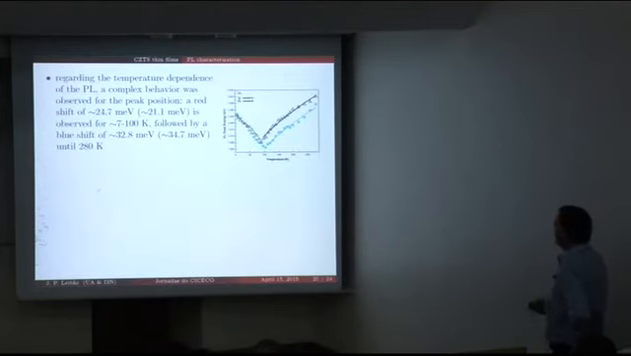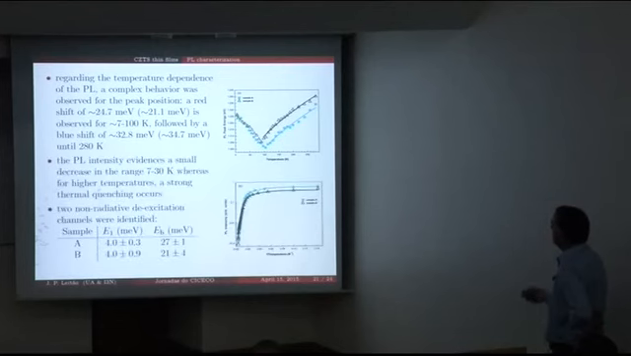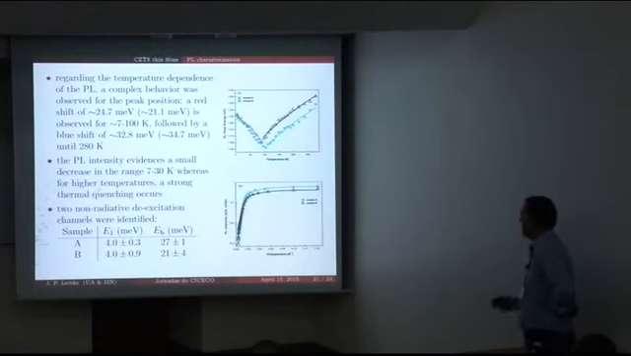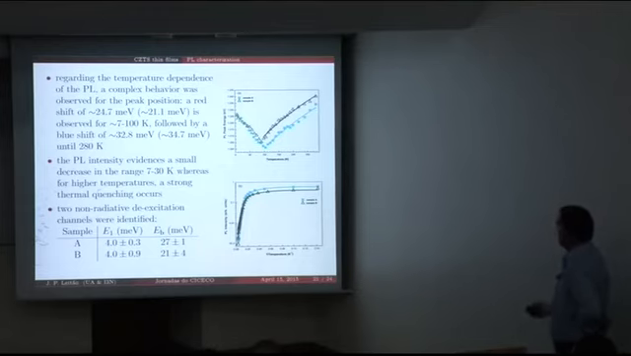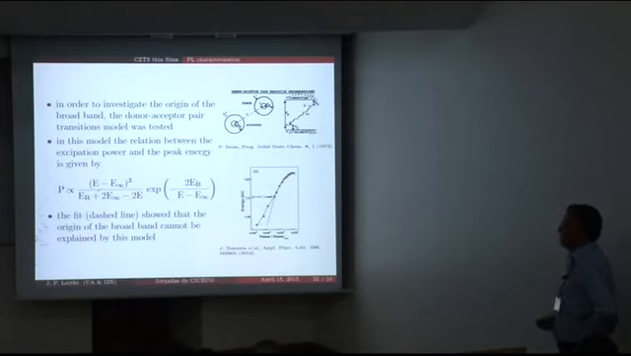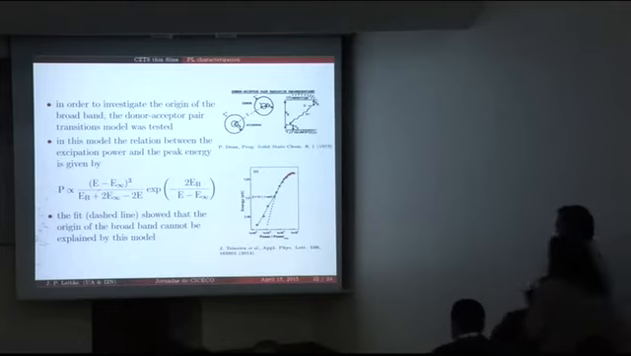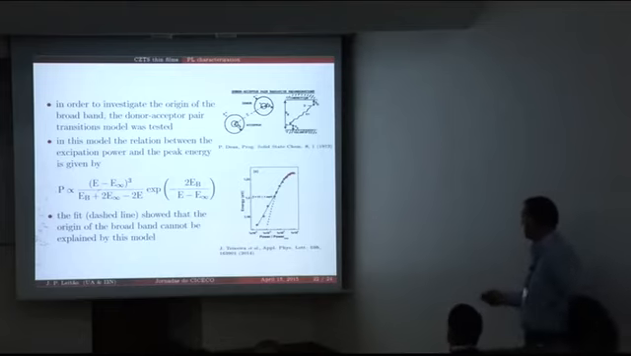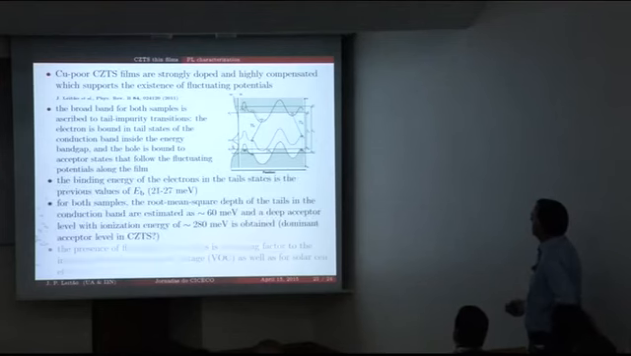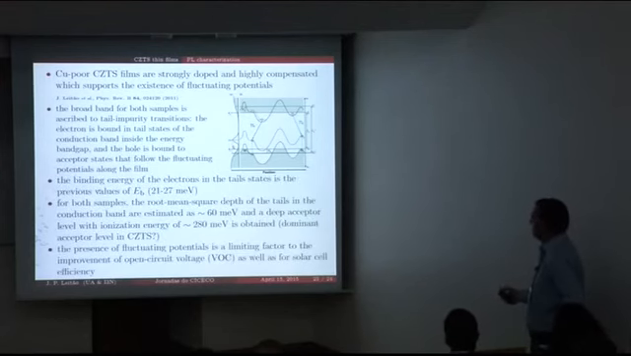Okay, so I will finish quickly. Here we have the dependence on the temperature, PL peak energy, and the PL intensity. We also tried to investigate if we have the possibility of donor-acceptor pairs in these samples. We tried to fit this equation, and we observed that it's not possible to use this model to describe our results. And finally, the model that we proposed to describe the broadband that we observed is this one.